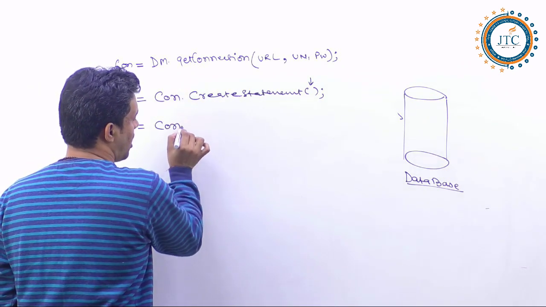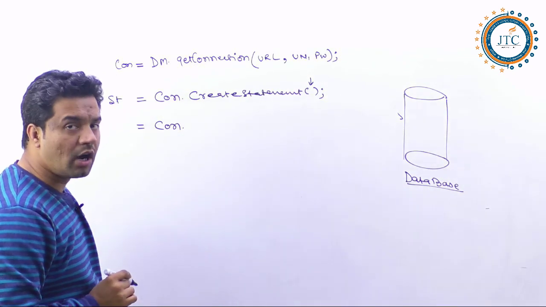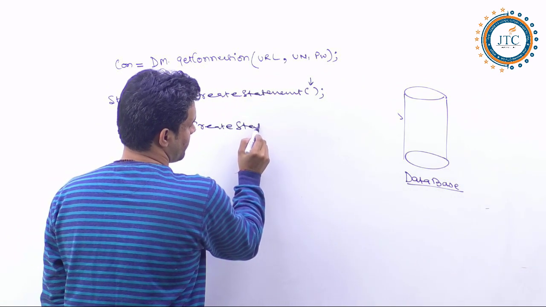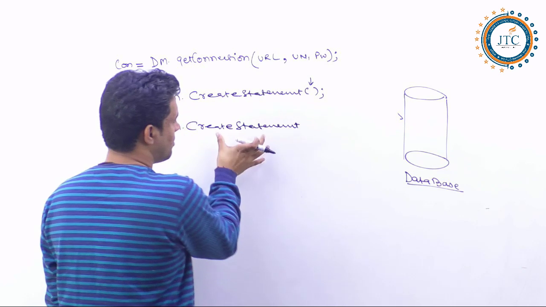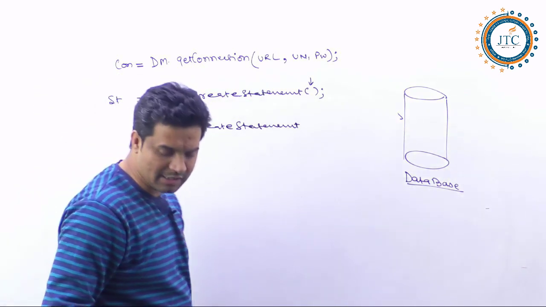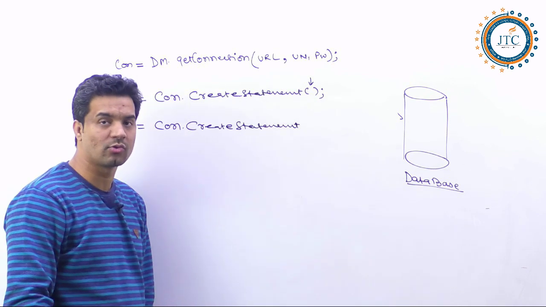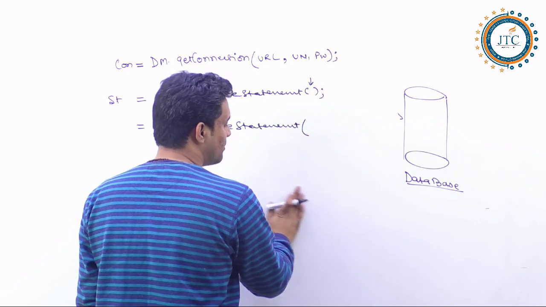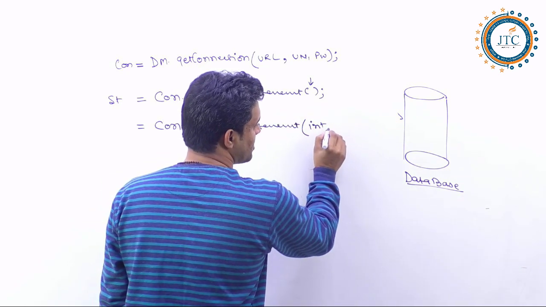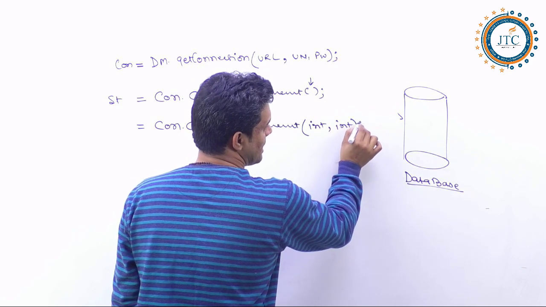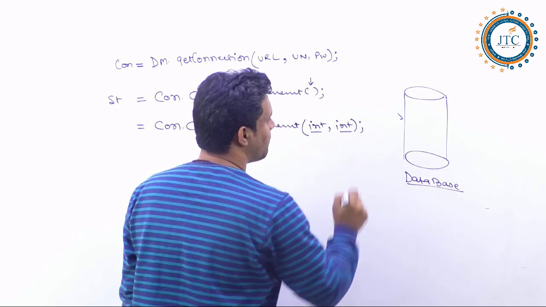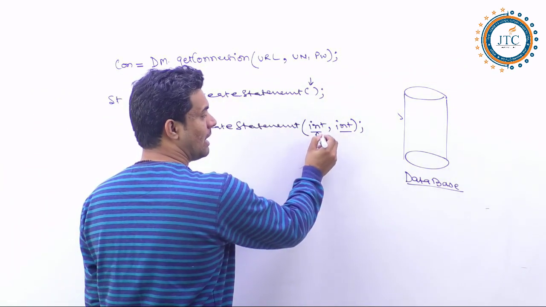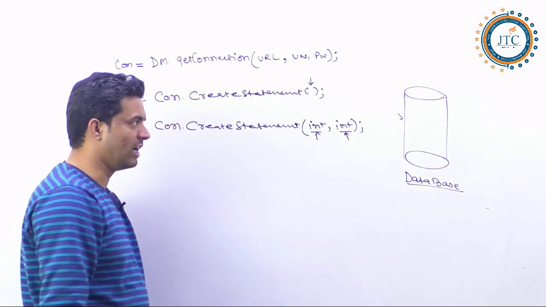So the second method is what we are writing here: con dot create statement. It is another method I am writing here. What is this method going to do? See here, in this method I am writing the parameters, int and int. Two int parameters we are having here. One is this particular int and the second one is again this int, right?